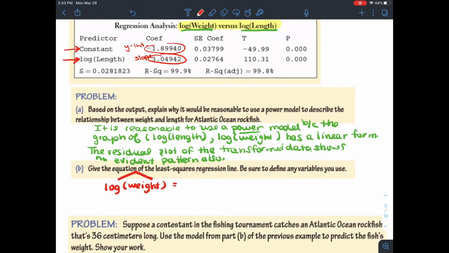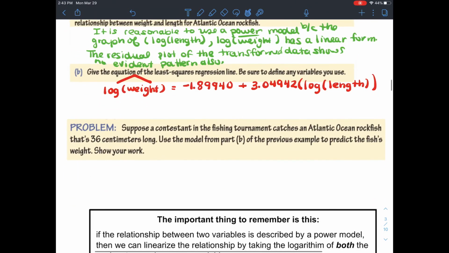Okay, that would equal, I'm going to put my y-intercept, negative 1.89940, plus I fill in my slope here, and I'm going to put as my explanatory variable not length, but log of length. Length is the argument there. Then we're using that equation to do this next part. Suppose that a contestant in the fishing tournament catches an Atlantic Ocean rockfish. And again, remember, we're not going to weigh them on the boat because it's too rocky, the scales are too delicate.